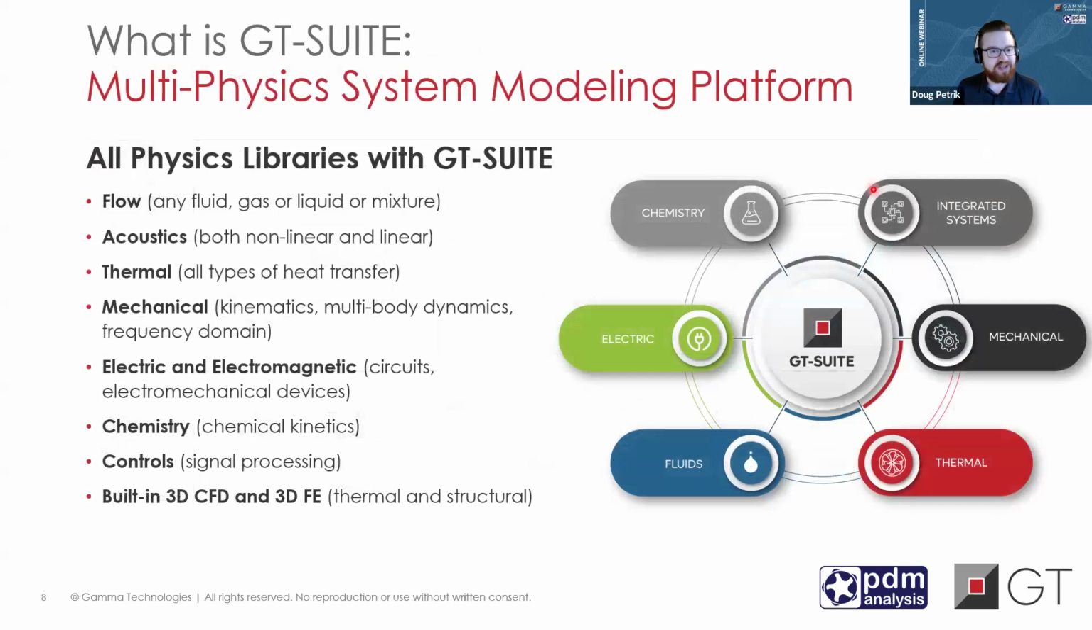And so what is multiphysics system simulation software? The idea of system simulation software is that you can bring in different multiphysics subsystems and model them all in one software to see how they interact. And we accomplish this by our multiple physics libraries, which ranges from flow and acoustics to thermal and mechanical libraries, as well as electric, electromagnetic, and chemistry. Controls as well, and even built-in 3D CFD and 3D FE capabilities, where the FE capabilities are primarily for thermal and structural uses.